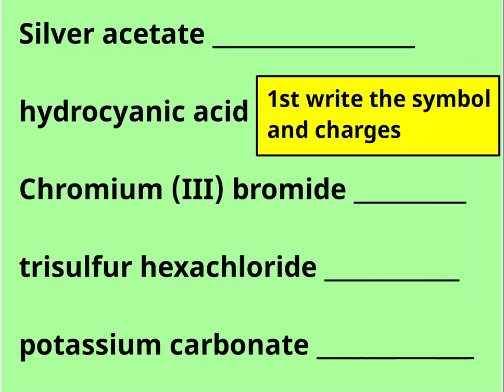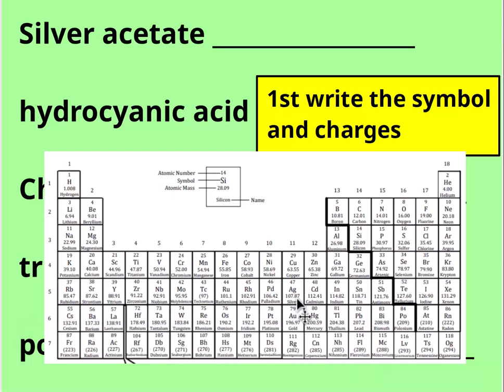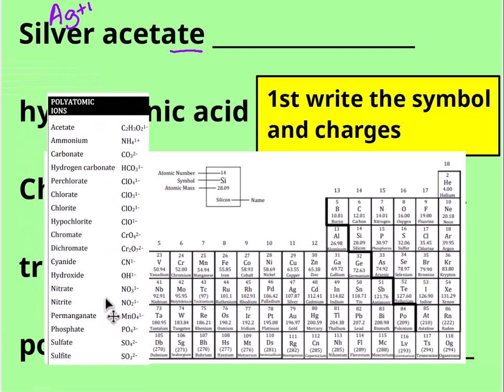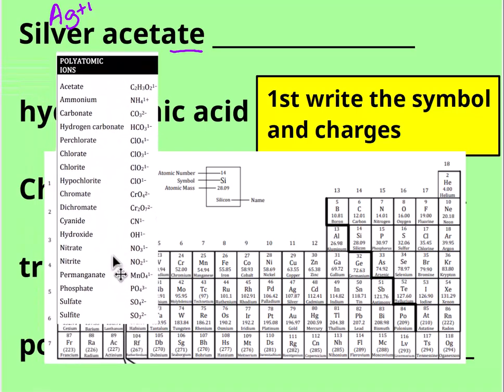So when you're writing the formula of a compound, you're going to first write the symbol and charges. So we have silver, and silver, as we just saw, is a +1. So I'm going to say Ag with a +1. And then acetate, notice that it ends in ATE. If it ends in ATE, it's going to be a polyatomic ion, which is on the back of your periodic table.